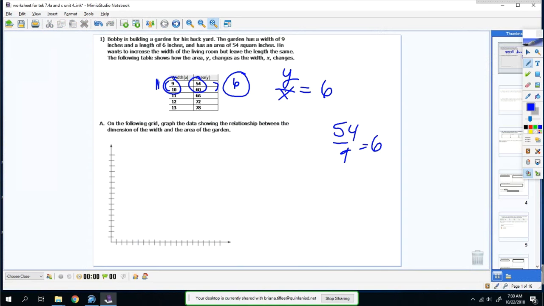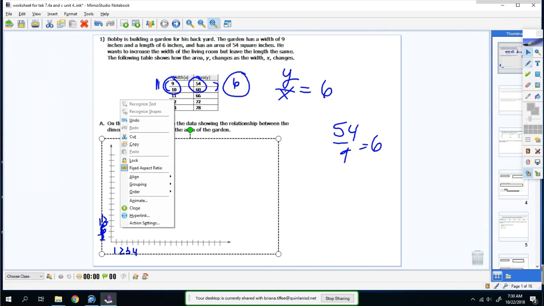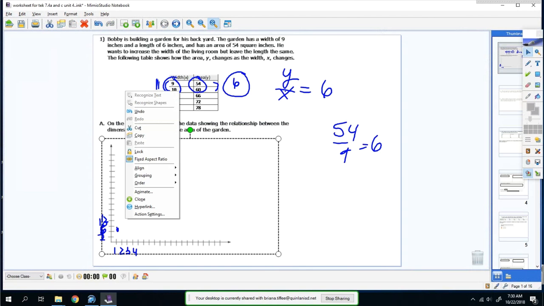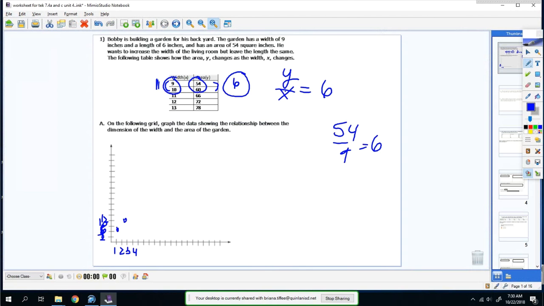So then we plot our points. 1, 2, 3, 4. And I'm going to go up by 6s. 2, 4, 6, 8, 10, 12. So then you have a point about right there. And then 12 does not want to make a dot this morning. And it should go up at a constant rate of increasing by 6 every time.